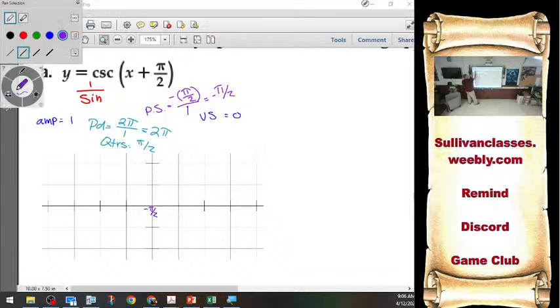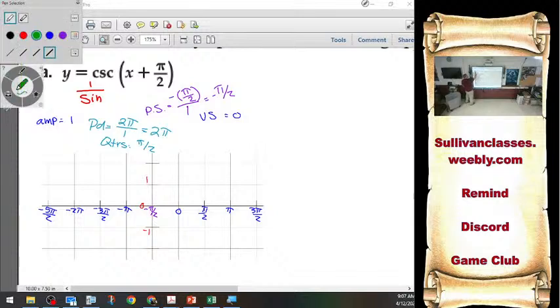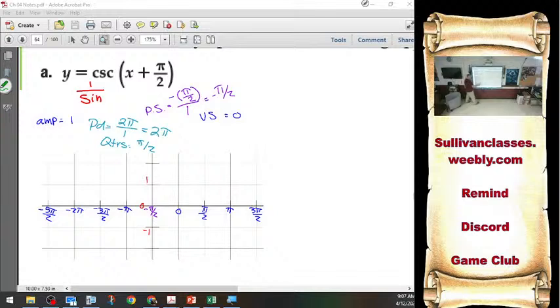I'll go by increments of pi over 2: 0, pi over 2, pi, 3 pi over 2, negative pi, negative 3 pi over 2, negative 2 pi, negative 5 pi over 2. The amplitude was 1, the vertical shift was 0, so 0, 1, negative 1. And I make my dots just like a regular sine function. Sine starts at a midline. Up, middle, down, middle. Down, middle, up, middle.